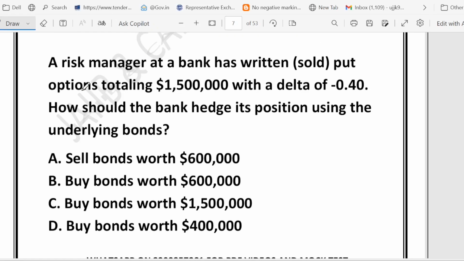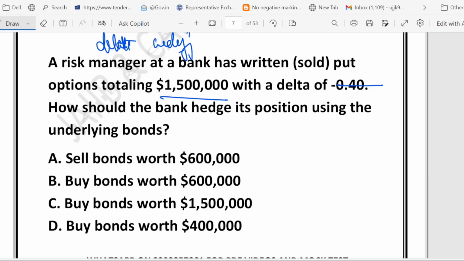So now we will solve a quick MCQ on delta hedging. Let's understand this concept. A risk manager at a bank has written, or sold, a put option totaling 15 lakh dollars with a delta of -40%. How should the bank hedge its position using the underlying bond? That's the question. Very good question.